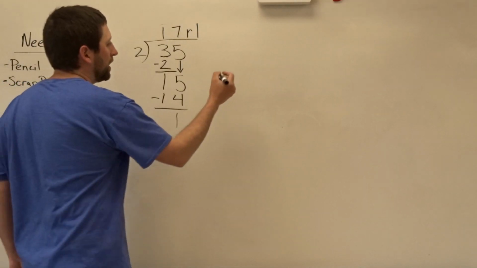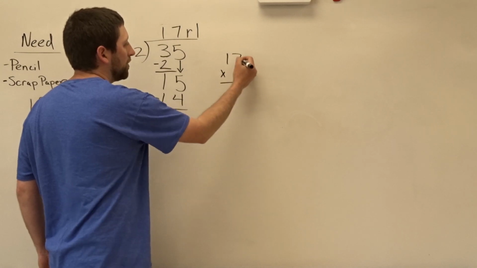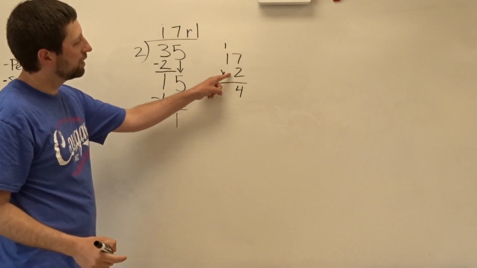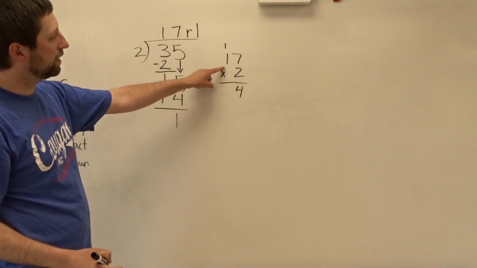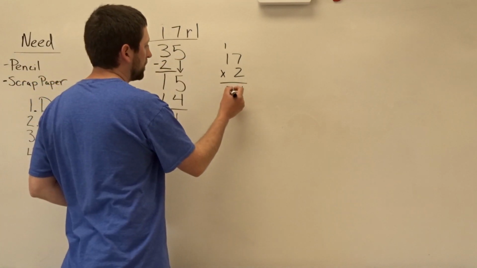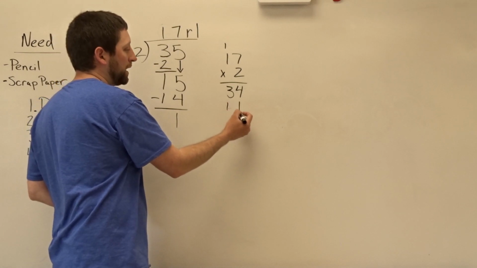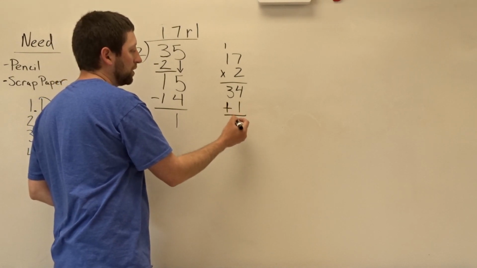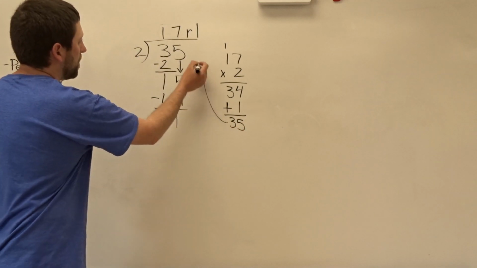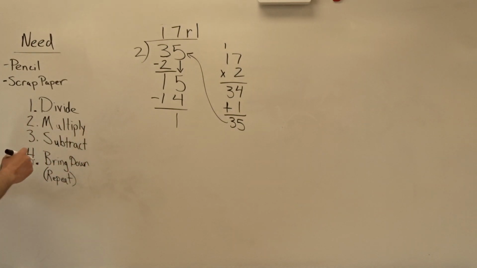We can check that by doing 17 times 2. 7 times 2, that's 14. So write the 1 up here. 2 times 1 is 2. Plus 1 more is 3. And then we had a remainder of 1, so we would need to add in our remainder. So 34 plus 1 is 35. That matches our first number so we know we divided correctly.